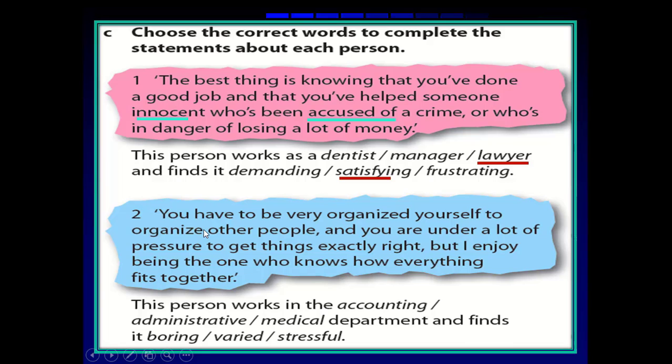You have to be very organized yourself to organize other people, and you are under a lot of pressure to get things exactly right. But I enjoy being the one who knows how everything fits together. This person works in the administrative field and finds it stressful. He finds it stressful.